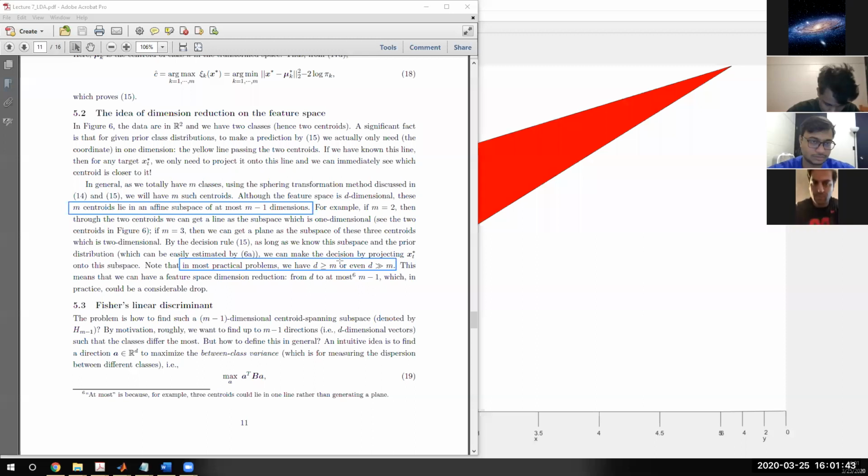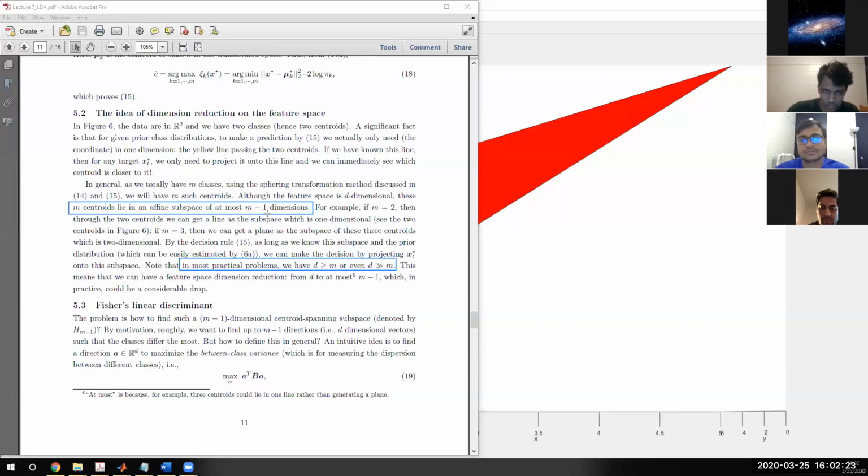So you may ask me, why at most M-1 dimensions? Why don't you claim equals M-1? Because, for example, what if 3 centroids happen to be on the same line? You know what I mean? So if they happen to be on the same line, in other words, I only need 1 dimension. I don't need 2 dimensions at all. That's why I said at most M-1 dimensions. Okay. So in other words, it doesn't matter how large your D is. I can always require only M-1 dimensions to represent your data and do the classification correctly.